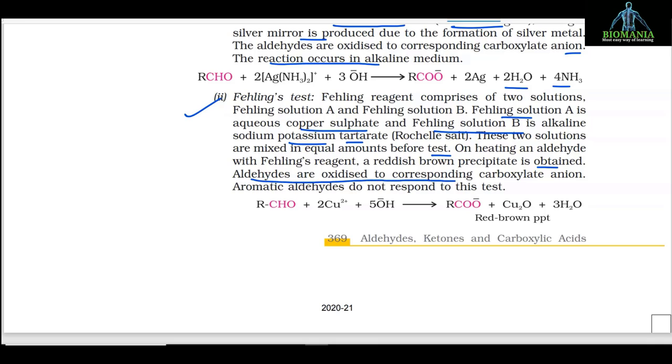Aldehydes are oxidized to the corresponding carboxylate anion. Aromatic aldehydes do not respond to this test. The reaction is RCHO plus 2Cu2+ plus 5OH- gives 2RCOO- plus Cu2O plus 3H2O, and here Cu2O, that is the red-brown precipitate.